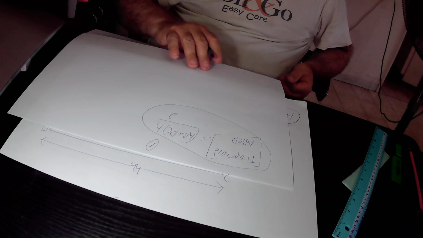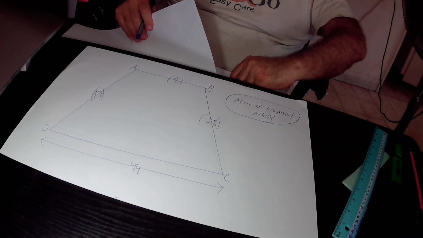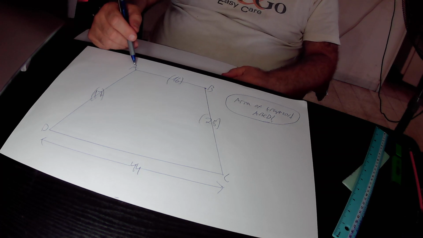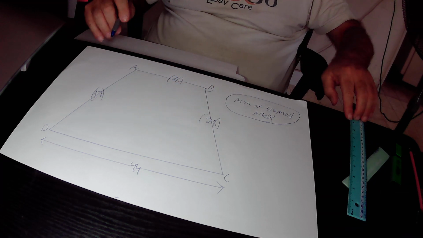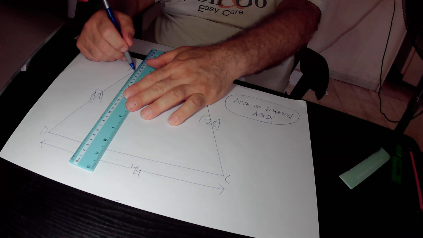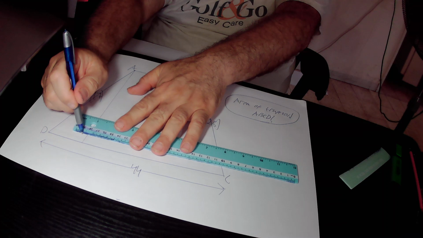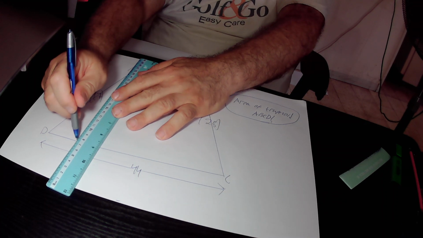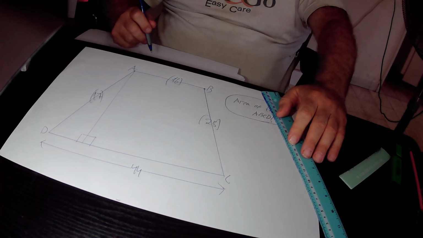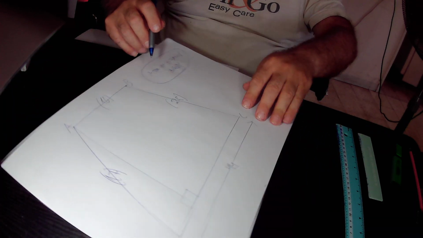In order to find the area of this trapezoid ABCD, we will do a construction. That is to say, from this point A, we will draw a perpendicular on DC. So this angle equals 90 degrees, and this angle also equals 90 degrees according to the construction. We'll define the touching point of the perpendicular from point A on DC. This point is point E.